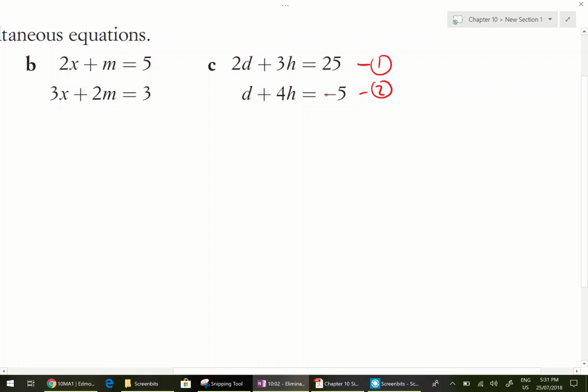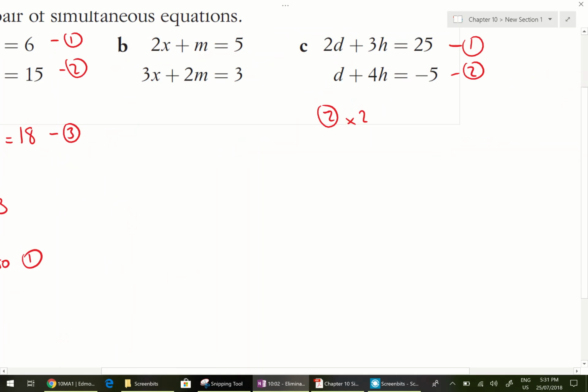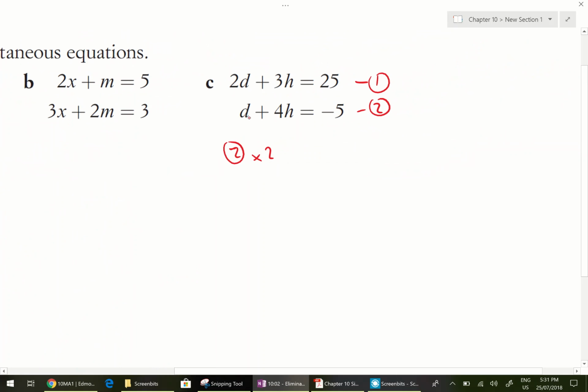But if I times everything here by 2, I end up with 2D. So I'm going to take equation 2 and I'm going to times it by 2. That will give us equation 3. So equation 2 times by 2. So D times by 2, 2D. 4H times by 2, 8H. Negative 5 times by 2, negative 10. That's our new equation. We have, in equation 1, 2D. In equation 3, we have 2D.